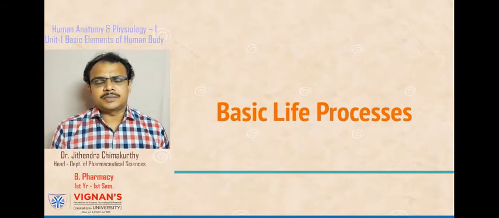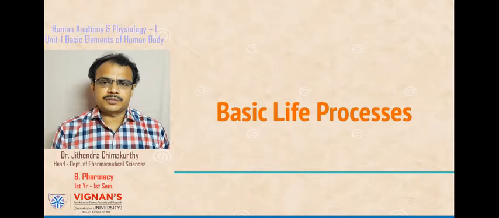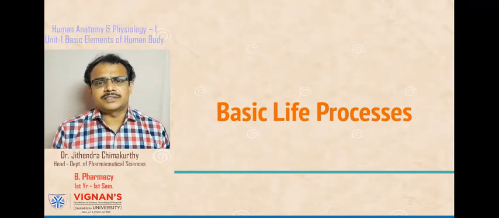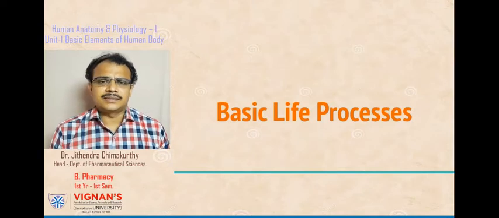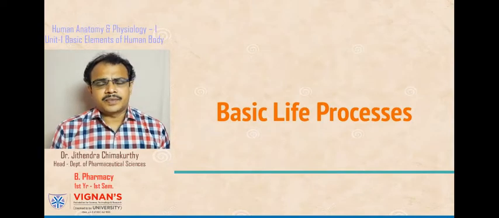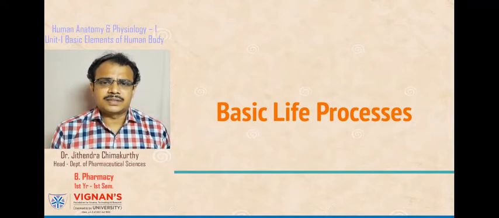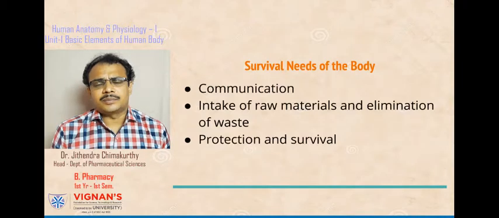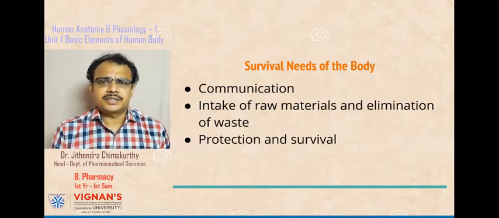Now, let's see about various basic life processes. The human body has to perform various basic life processes for its survival. And these basic life processes can be categorized into three. They are communication, intake of raw materials and elimination of waste, protection and survival. These are the three different basic life processes which the body has to perform.